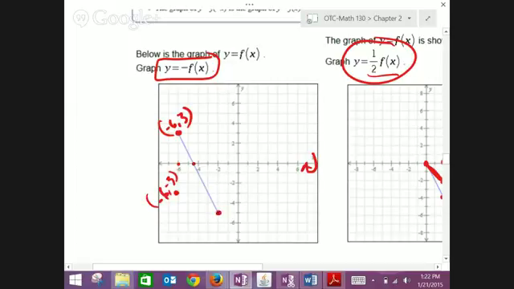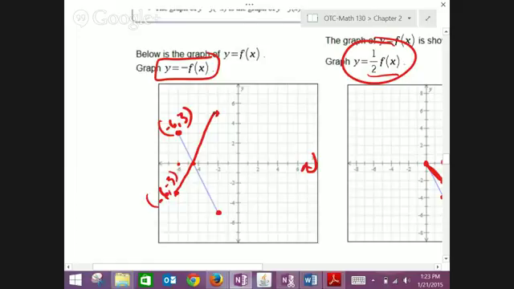The other interesting point would be the end point, minus 2, minus 5. What would be the new point? Minus 2 is not going to change, but I'm going to change the minus 5 to a plus 5. So I get the graph of this red function.